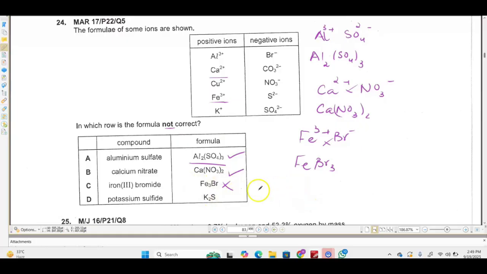Let's find the formula for potassium sulfide as well. For potassium, it's K plus, and for sulfide, it's S minus 2. So it's going to be K2S. Okay, so this is also correct. So C is the only formula that is not correct.